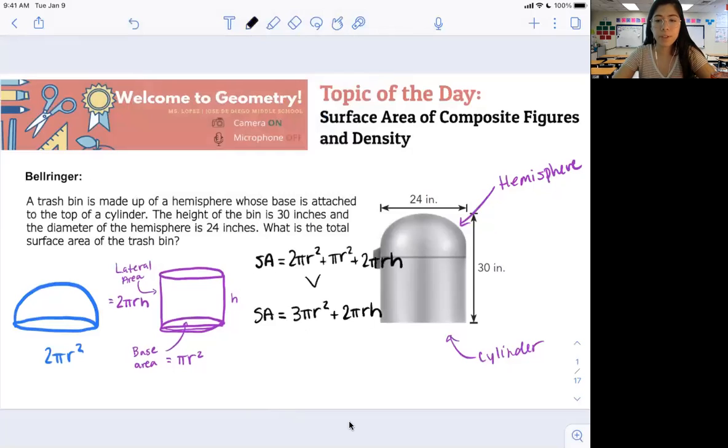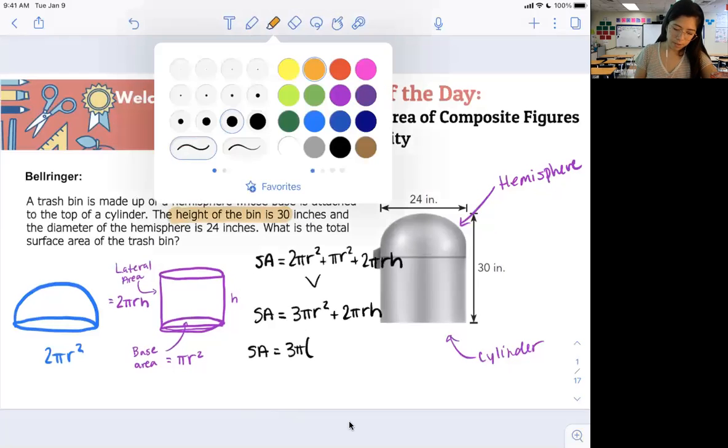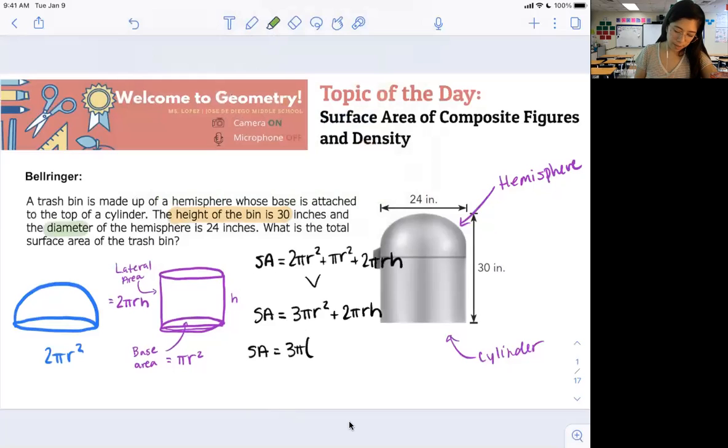And at this point, we can pretty much fill in the blanks and do the math. So 3 pi, what's the radius? Go ahead, go back into the problem and let's read it actually. The height is 30. The diameter is 24. So what's the radius? 12. And the height is 30. Here's all the numbers. Go ahead, fill it in. And let's see what we get.